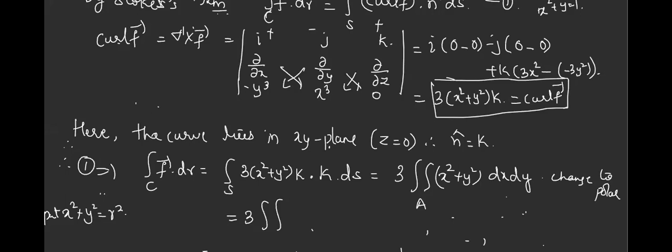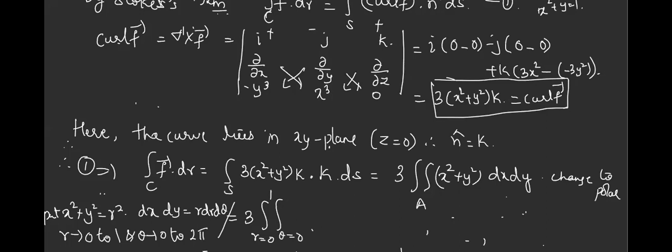Now, what is dx dy? r dr d theta. This is very important. One more thing. Here, for a circle with radius 1, r varies from 0 to 1, and theta varies from 0 to 2 pi. Isn't it the whole circle we have to take? 0 to 360. So the changes I'll write: r varying from 0 to 1, theta varying from 0 to 2 pi.